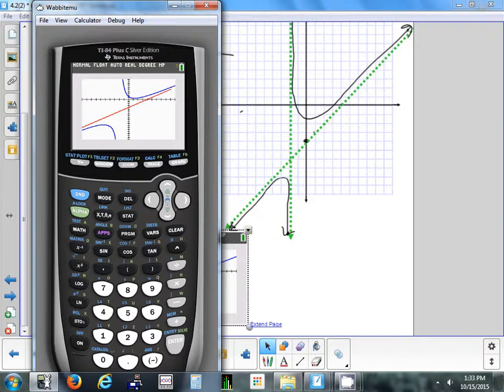Yeah, that looks better. Yeah, that looks good. So it's going to get closer and closer. So, yep, our graph is perfect. Okay, just the window distorts the picture a little.